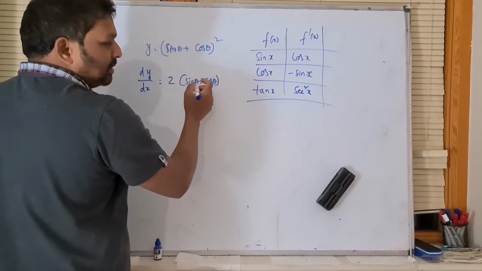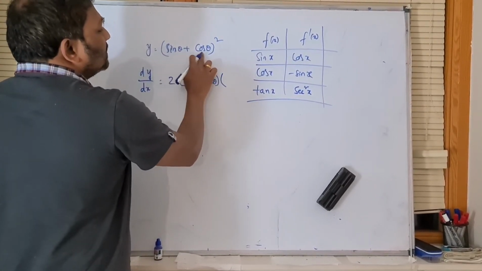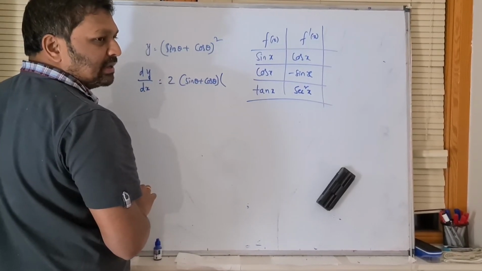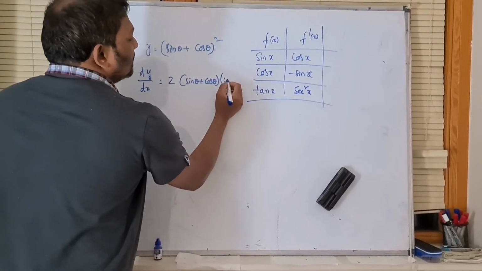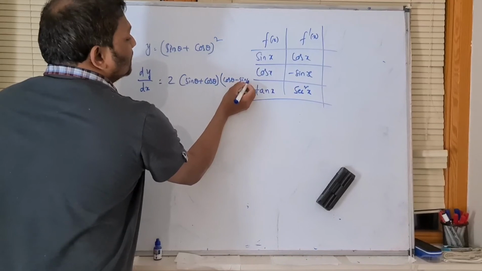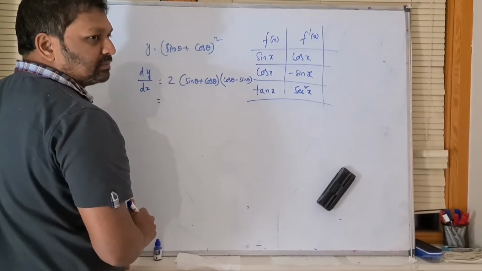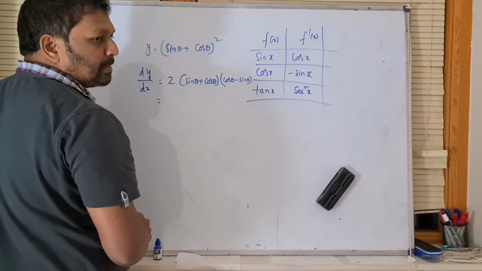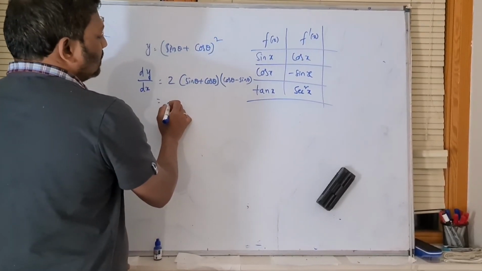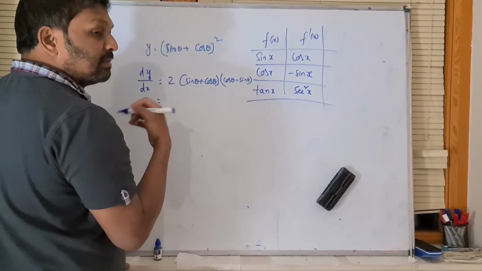You don't have to put the power. And then you start differentiating this one: sin theta gives cos theta, cos theta gives minus sin theta. There you go. Can we simplify this one? Sin square theta plus cos square theta is 1.